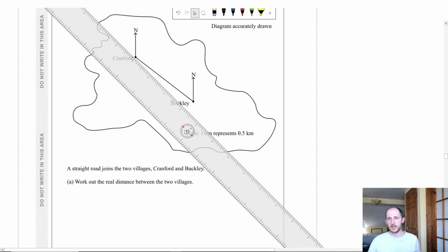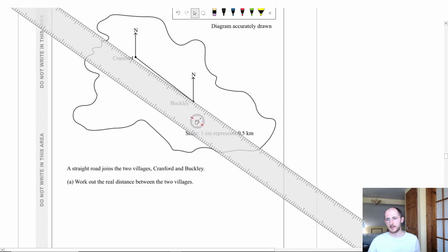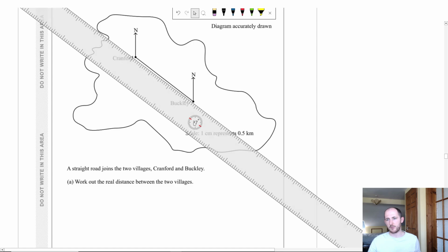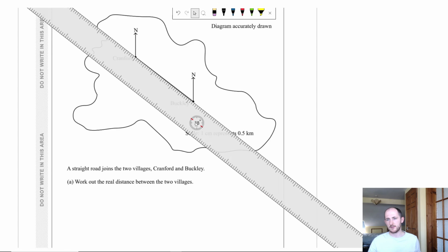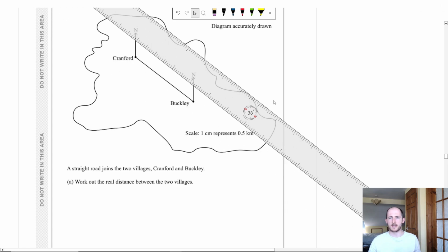What you're going to do is you're going to put your ruler between those 2 points, if possible. Okay, that's probably as good as I'm going to get it. Right, and you work out how many centimeters. That looks like 1, 2, 3, let's say 3.2 centimeters, right?